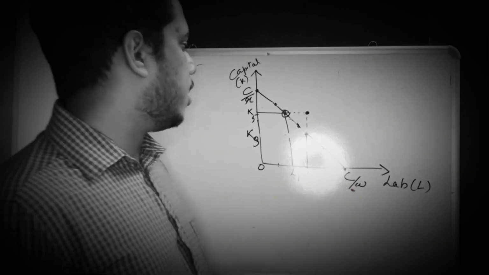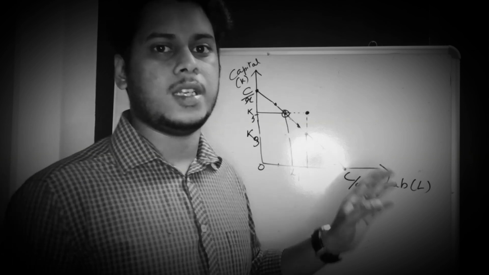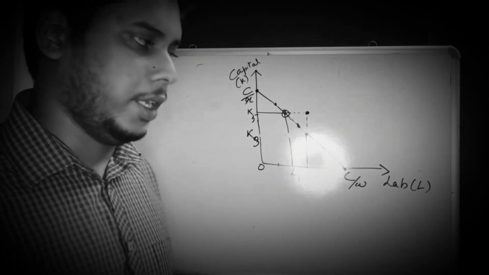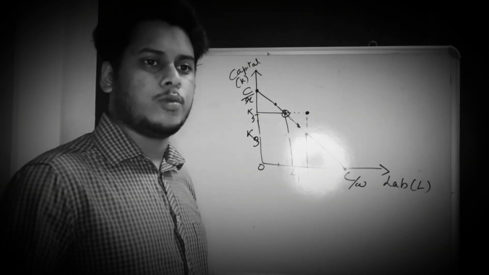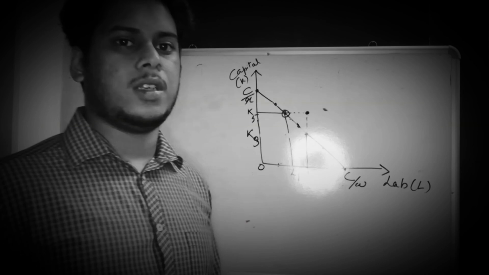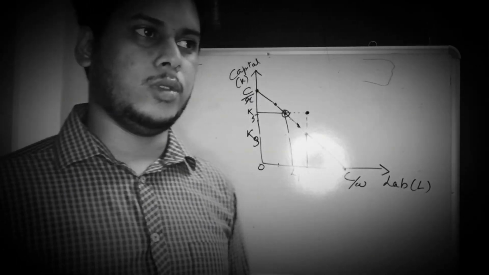Then we understood why it is a negative sloping curve, and what the negative slope of this curve implies. The negative slope implies that if one input increases, then the other input needs to be decreased to stay within the budget of the producer.